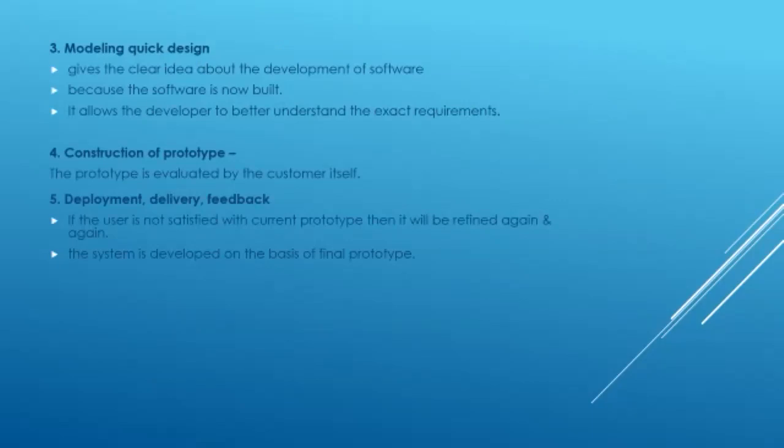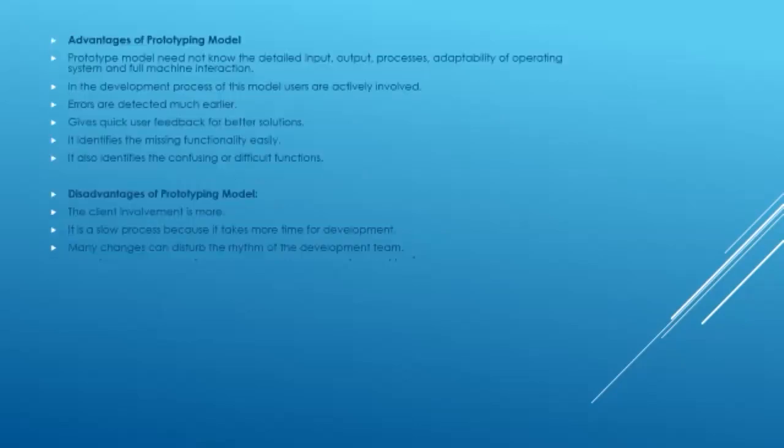Number 4, construction of prototype. The prototype is evaluated by the customer itself. Number last and 5th, that is deployment, delivery, feedback. In that, if the user is not satisfied with the current prototype, then it will be refined again and again. The system is developed on the basis of final prototype.